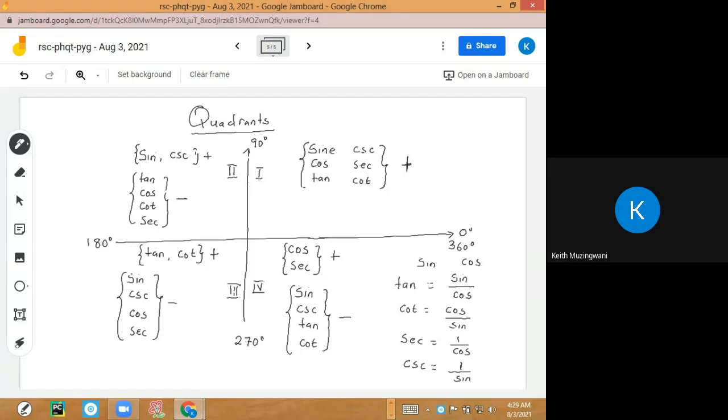What a nice topic. Just made by only two things, sine and cosine. So if I can pay attention to sine and cosine, I would have known everything. Because tan is just sine over cos. Cot is just cos over sine. Sec is just 1 over cos. Cosec is just 1 over sine. So if I understand sine and cosine very well, I'll have less difficulties in understanding the rest.